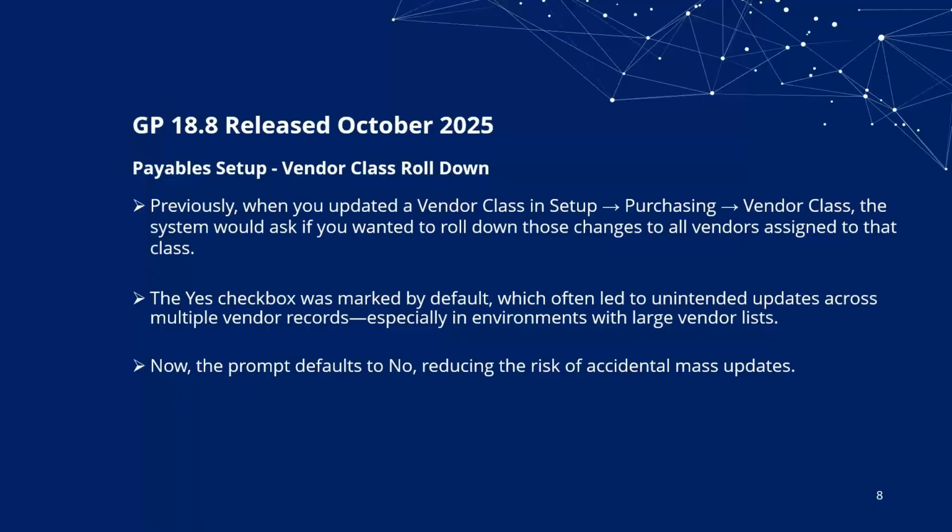Also on the 18.8 release in October, there's a change to the vendor class roll down in the payables setup. Previously, when you updated a vendor class in the setup, the system would ask if you wanted to roll that change down to all vendors assigned to that class, and the yes checkbox used to be marked by default, which often led to unintended updates across many vendors, especially with customers that had large vendor lists. Now that prompt defaults to no, so there's no risk of accidentally mass updating vendors.